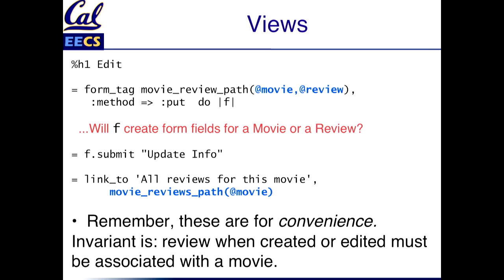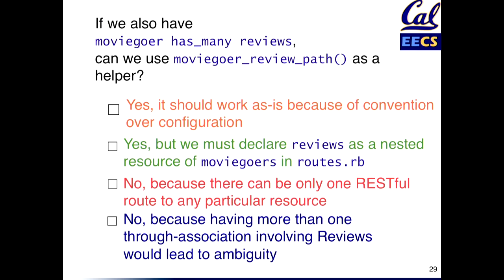So with that in mind, suppose we also have the relationship that a moviegoer has many reviews. Could we expect to use moviegoer review path as a URI helper, like I've been doing with these other examples? So we might say, yep, because of convention over configuration, that should just work. No further action required on your part. We could say, yes, but we'd have to declare reviews as a nested resource of moviegoers. And didn't we already declare reviews as a nested resource of movies? And is that all right?